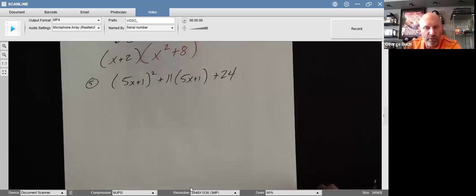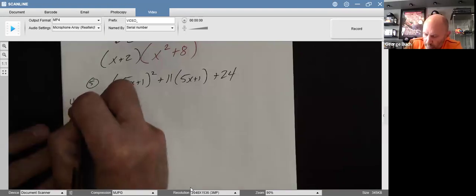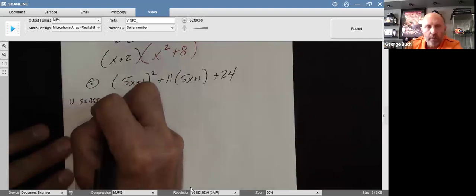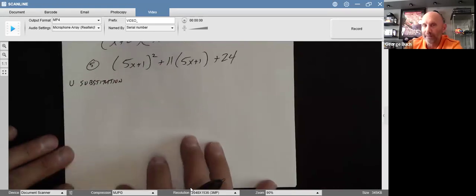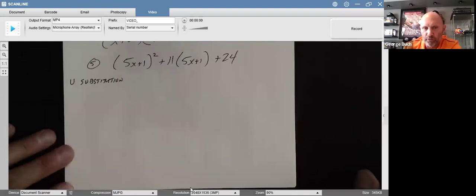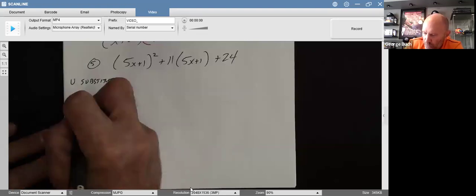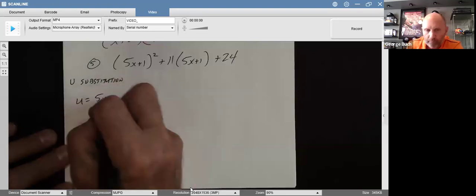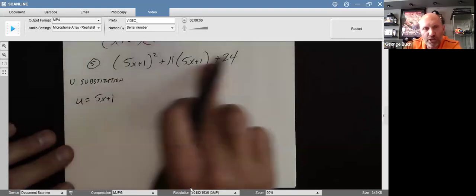So in math, and we're going to be using this a couple more times this semester, we have something called U substitution. And if you guys are going on to Math 181 calculus, you're going to use it a lot. So get real familiar with U substitution. What we do is we take the messy part of the problem and I substitute it for U. So what I'm going to say here is that U is equal to 5x plus 1. So anywhere in the problem I have 5x plus 1, I'm going to change it to U.